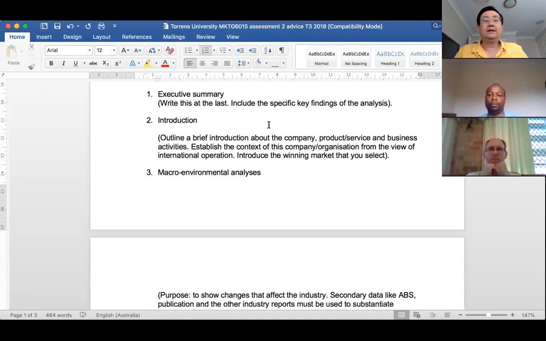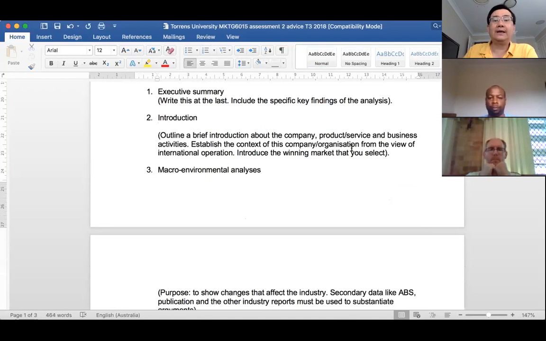Now the next one is the introduction. So this is again briefly the previous analysis from your assessment one. Just paraphrase it and condense that because you have a word limit.